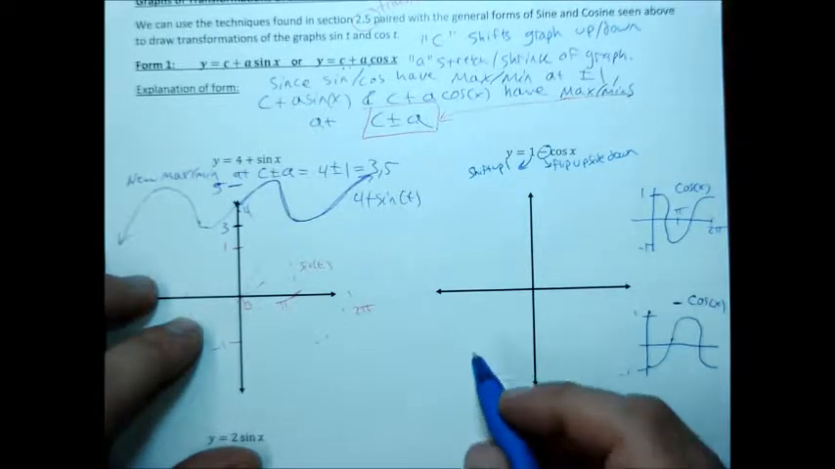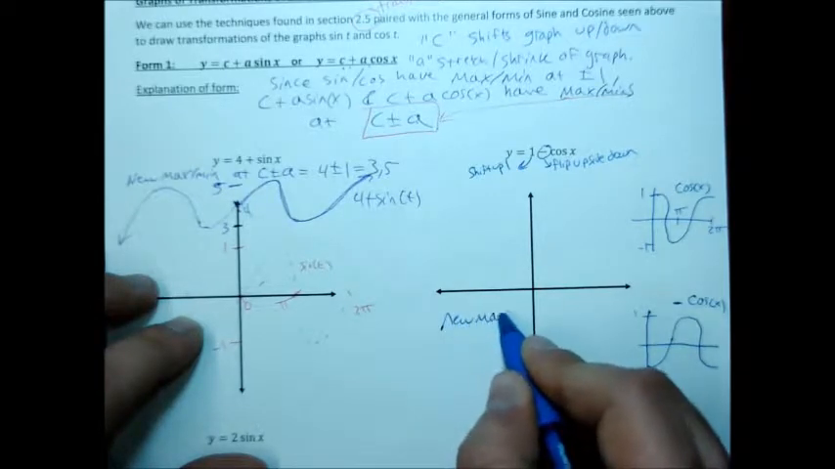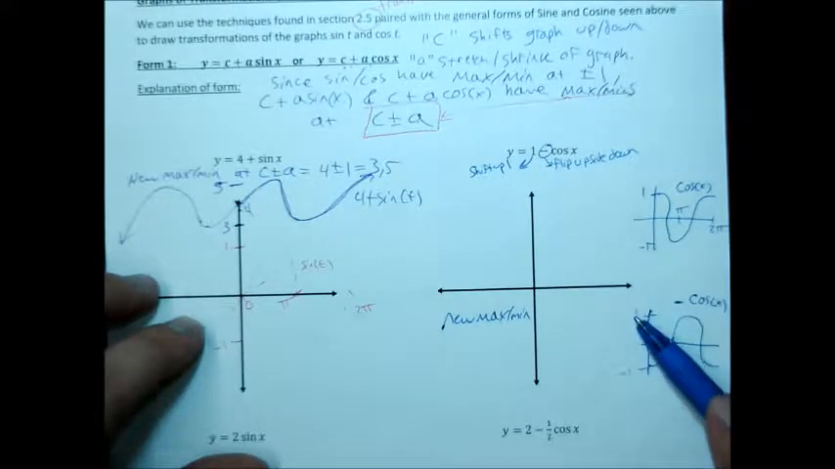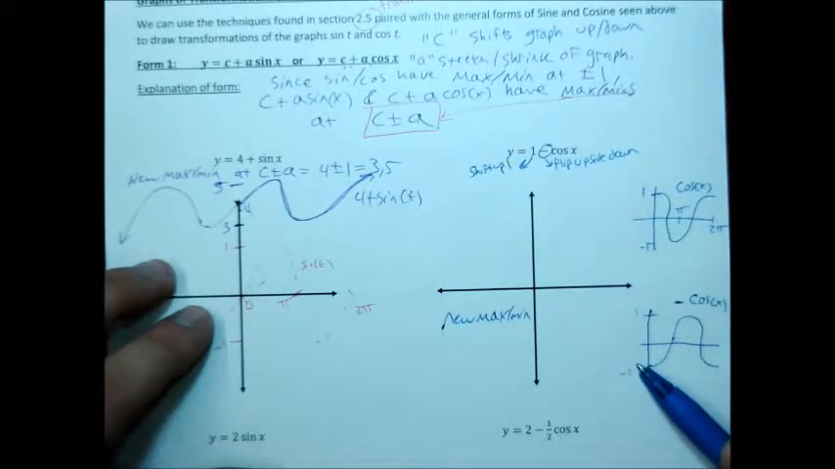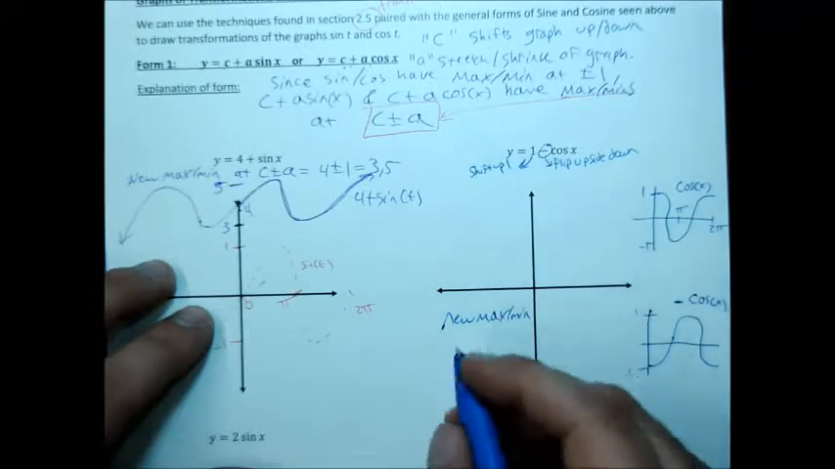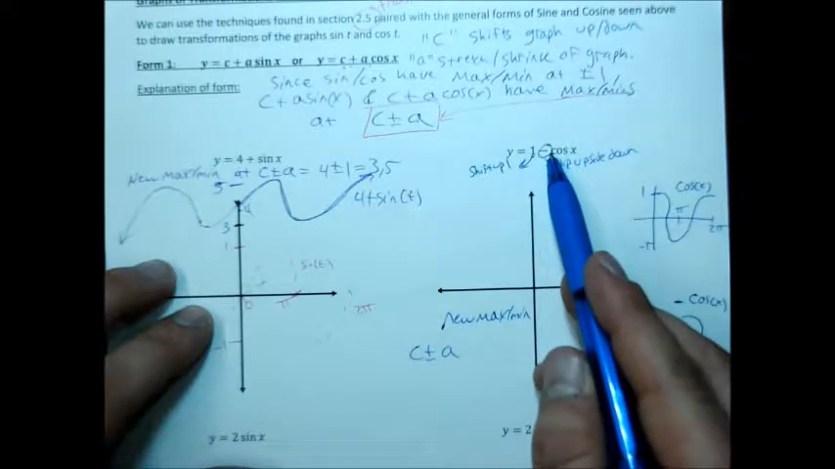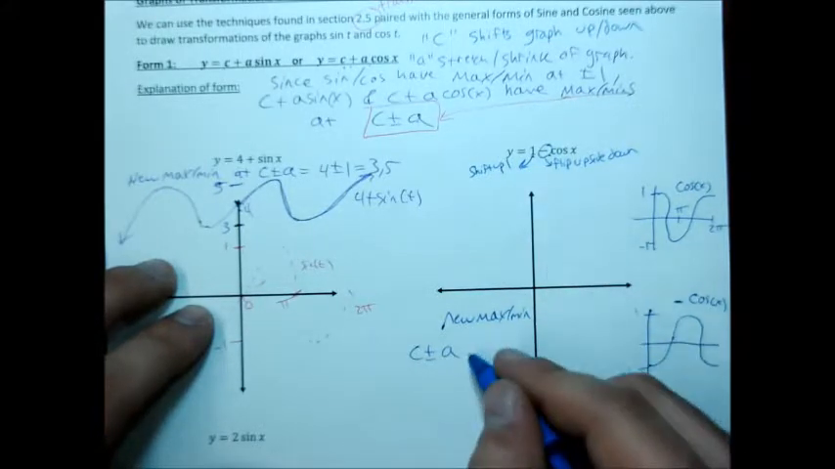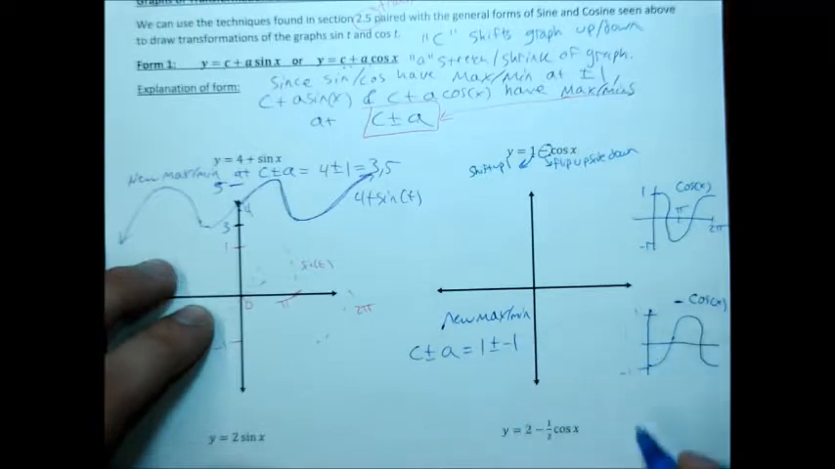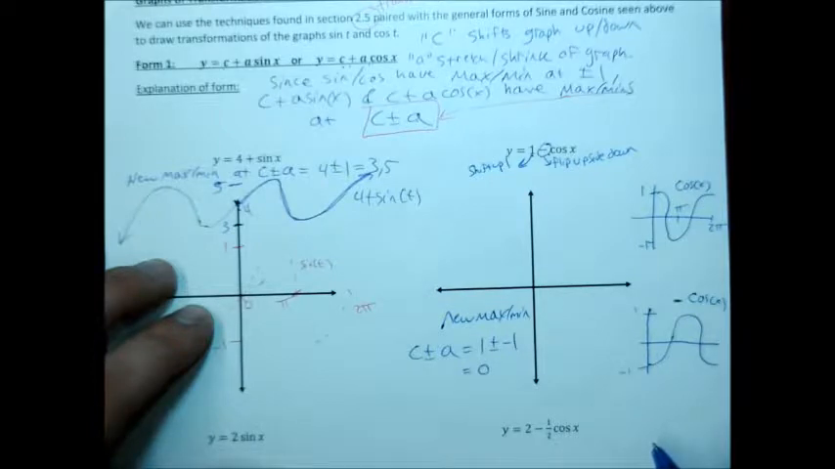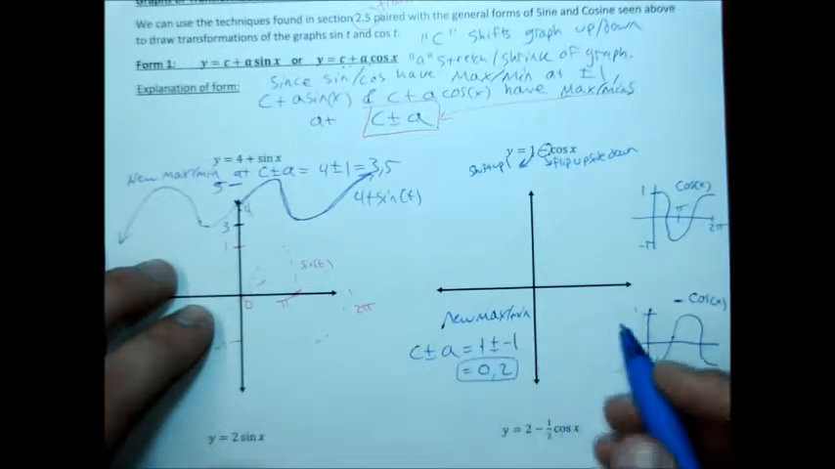Right? And so our new max and min, I mean, just looking at this, if we shift everything up 1, this becomes a 2, and this goes to 0. And we can use this formula to do it too. We have the new max and min at c plus or minus a. C in this formula is 1, A is minus 1, so we get 1 plus or minus minus 1. So that'll be 1 plus minus 1, which is 0. And then we'll get 1 minus minus 1, which is a plus, which is 2. And so here are our new max and min at 0 and 2.